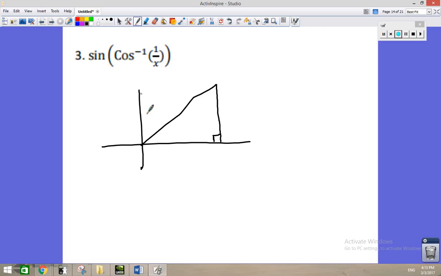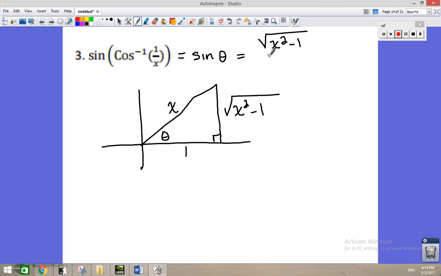Alright, so if I let theta be in quadrant 1, and the adjacent leg be 1 and the hypotenuse be x, this missing side by the Pythagorean theorem would be the square root of x squared minus 1 squared, and the sine of theta, the opposite leg over the hypotenuse, and there's our final answer for that.